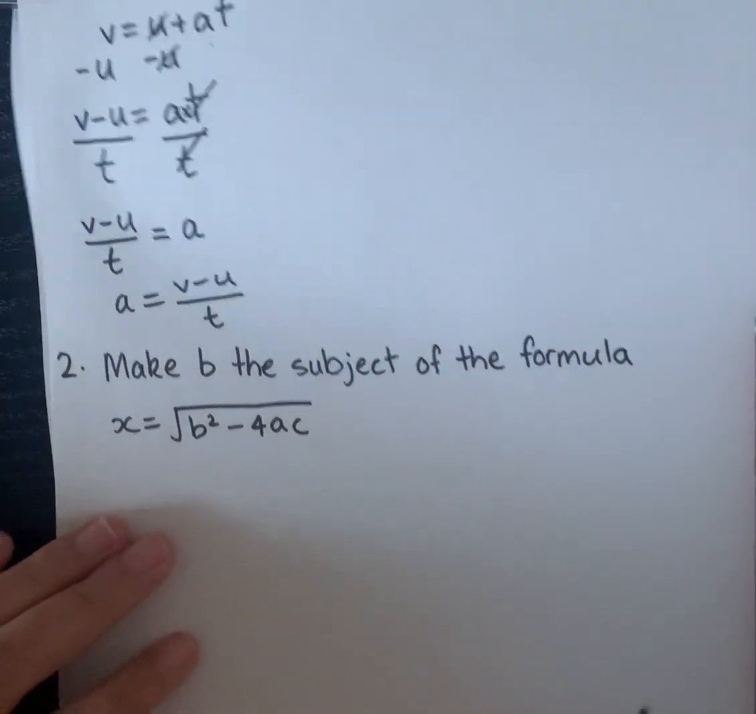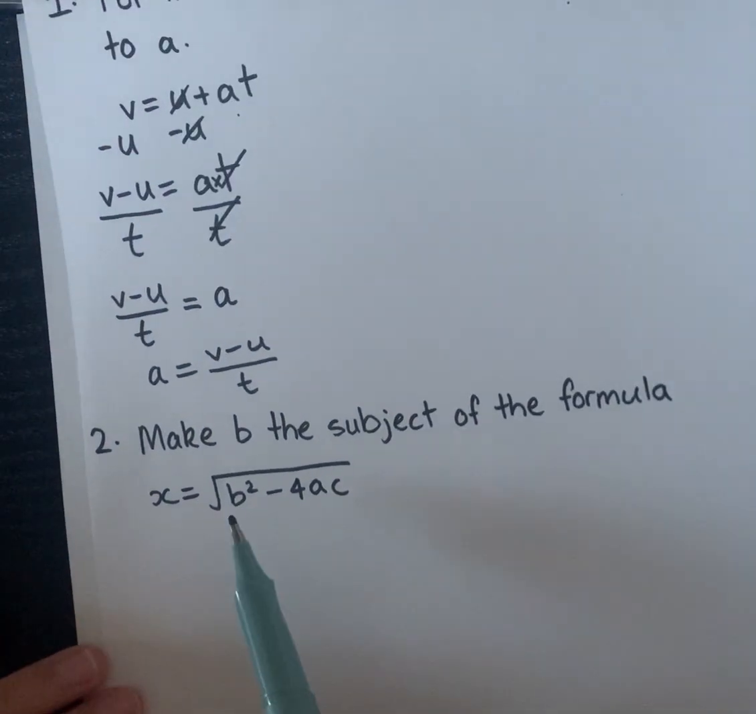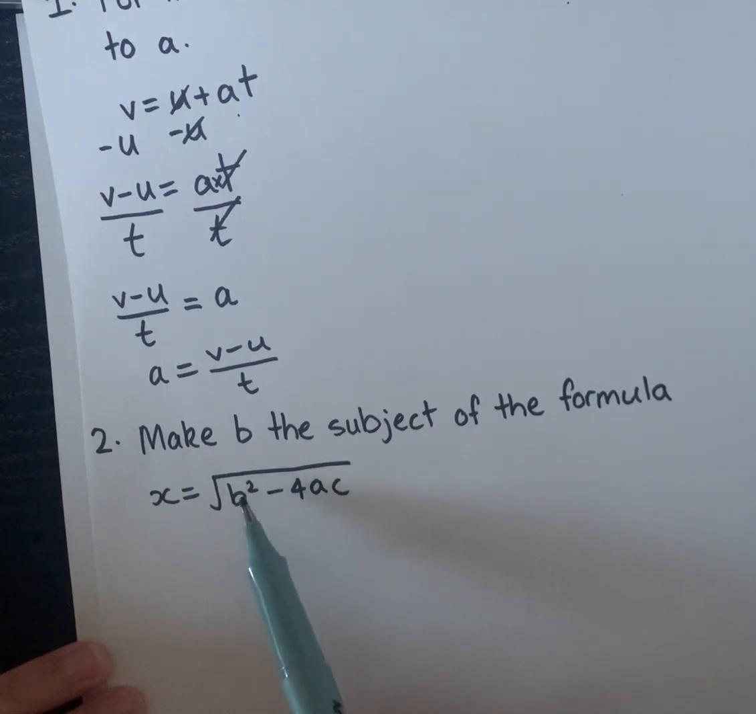All right, make B the subject of this formula. So question 2, we need to make B the subject, and at the moment, B is quite caught up, isn't it? We've got X as the subject, and B has a square operation on it. It's raised to the power of 2. Then we're subtracting 4AC from it, and then we're taking the square root of all of that. So B is really quite buried. There's a lot of terms around B. There's a lot of operations. So we want to get B all by itself, and we don't want any of this stuff around it.